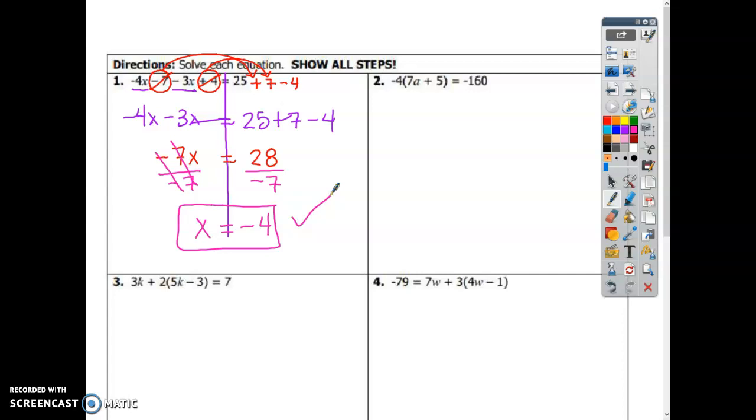Problem number 2. What's the first step? Step number 1, what is it? Distribute. There is parentheses right here, so I'm going to distribute the negative 4 to the 7a and to the 5. So we're going to multiply.